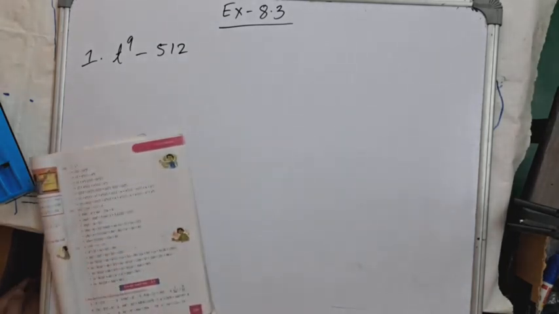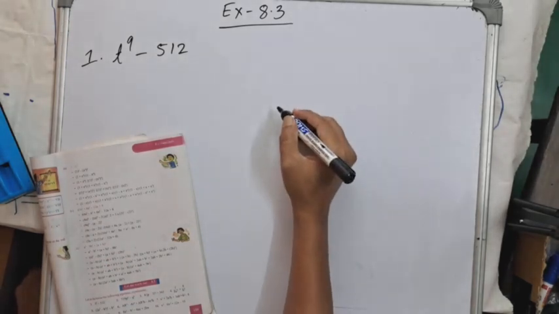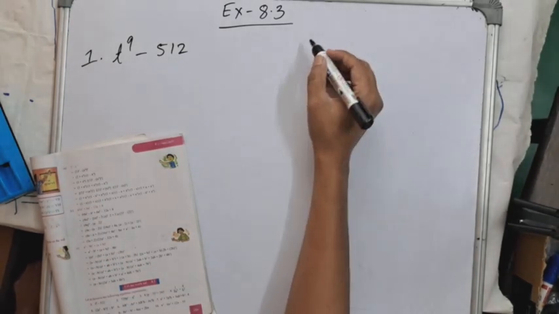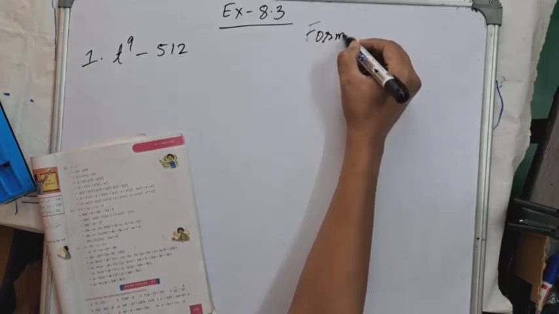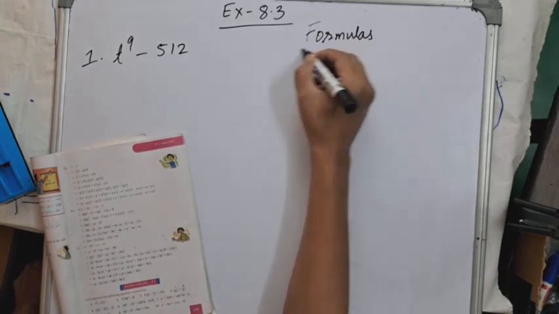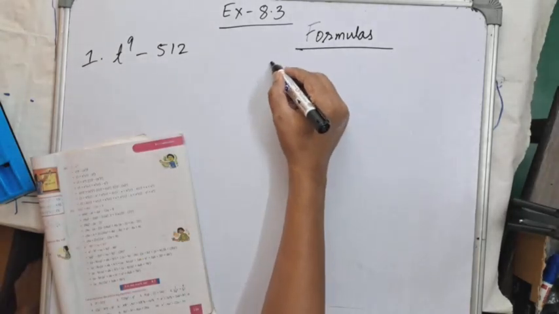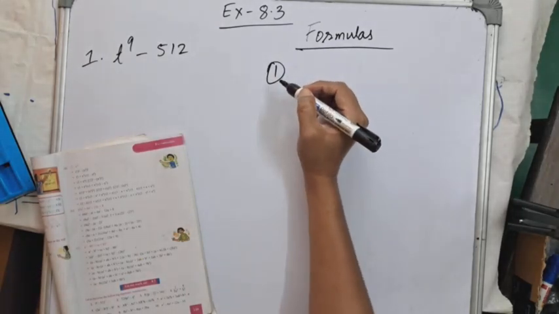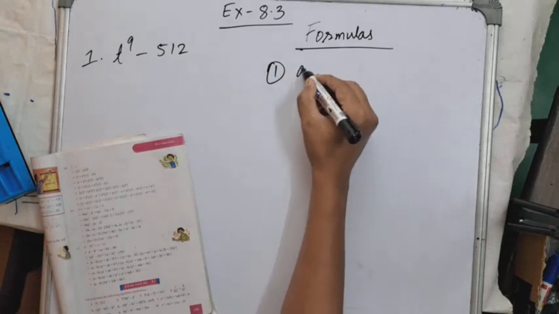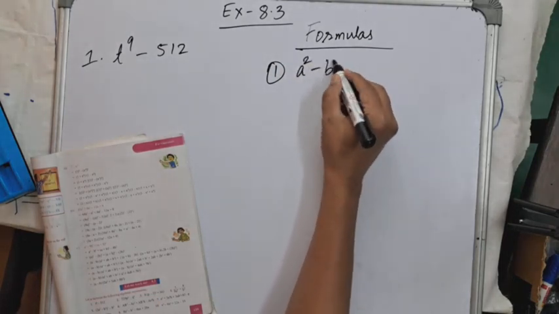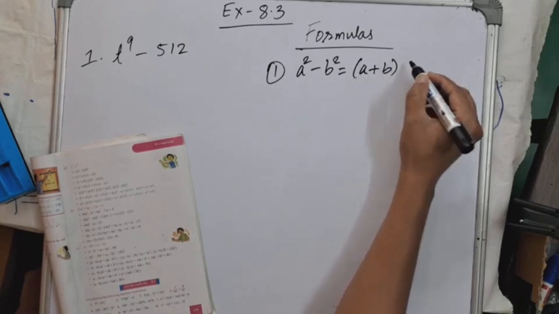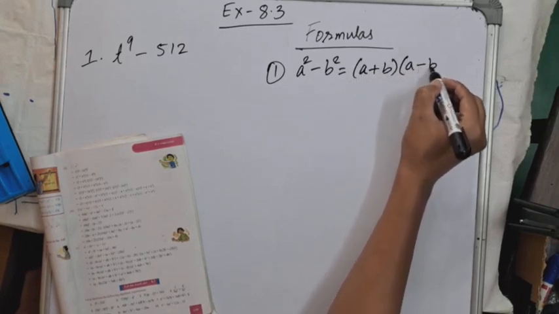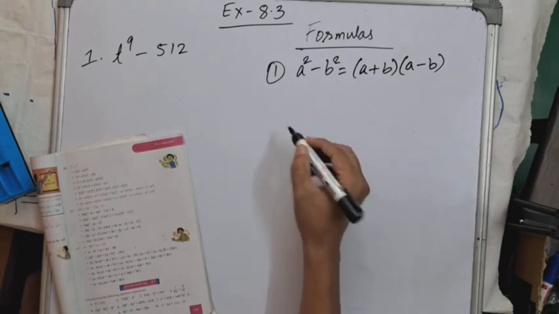Before we solve the questions from this chapter, let us see the formulas that will be required. There are only 3 formulas that we require to solve questions from this chapter. One is a square minus b square equal to a plus b whole into a minus b. This is the first formula, we all know this.